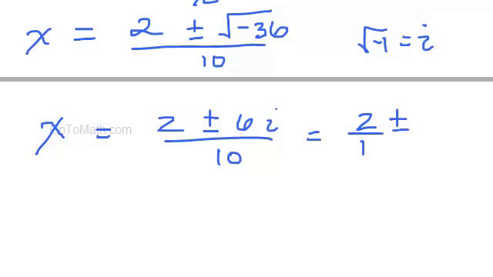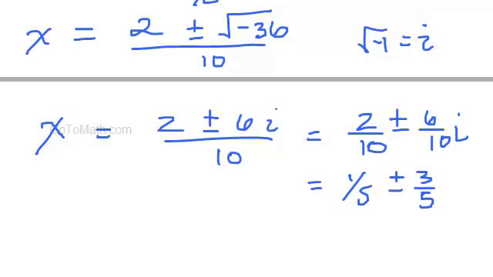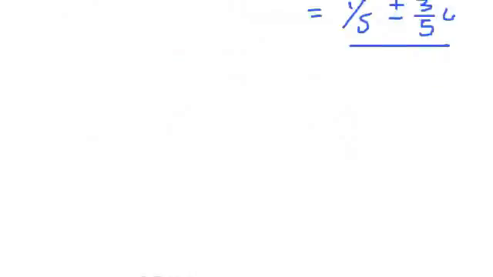But we could actually rewrite this as 2 plus or minus. We can write this over 10, and then 6 over 10 i, and this simplifies down to 1/5 plus or minus, 2 goes into 6 3 times, 2 goes into 10 5 times, i. 1/5 plus or minus 3/5 i. Okay, so that falls under the complex numbers section, I think the previous section to this. Okay, so let's take a look at another one.